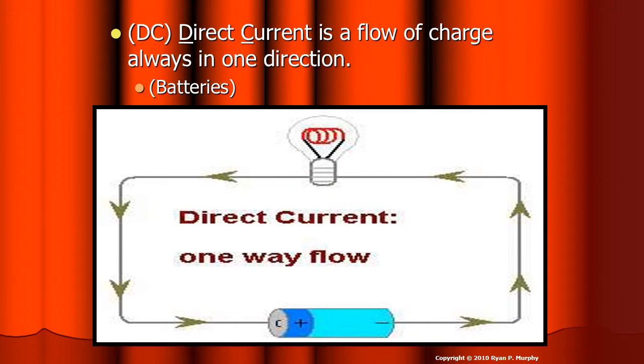So, DC current is a flow of charge always in one direction, and I want you guys to associate this with batteries. As I told you before, batteries are basically a bunch of negative charge on one side which pushes the electrons away from it, and a positive charge on the other side which then pulls those electrons towards it, and you complete that circuit.